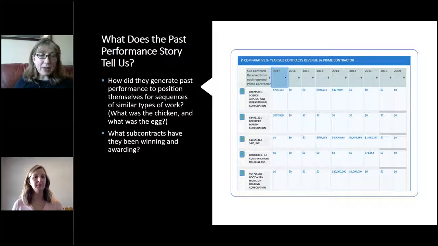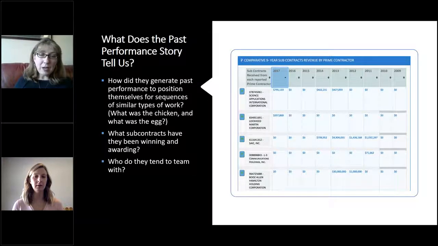Also, what subcontracts have they been winning and awarding? So their subcontract data: who do they work with? Who do they tend to team with? People generally move around in tribes, right? So who are their tribesmates? Who are the people you may want to be acquainted with, you may want to start working with as well, that are good companies and they have a good relationship with?